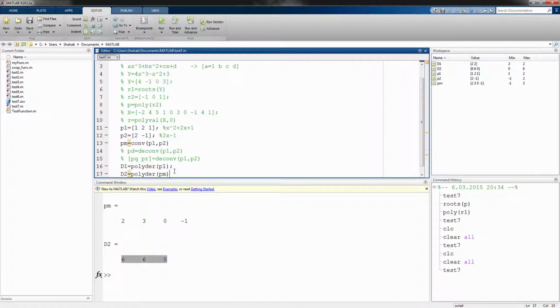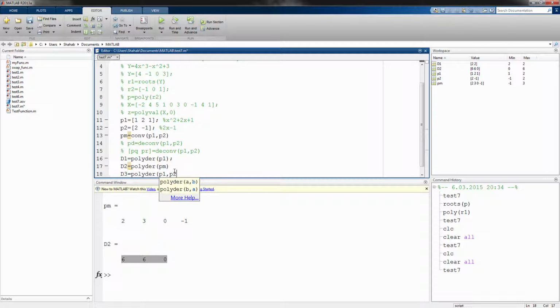Or in polyder, I could do something like that. I can have the polyder, and then I can write P1 and P2. And if I do so, it will find the derivative of the multiplication in one go. So I don't need to have this convolution function. I don't need to conv the polynomials. So polyder gives me this opportunity of having two polynomials in there. It will multiply and give me the result of the derivative.